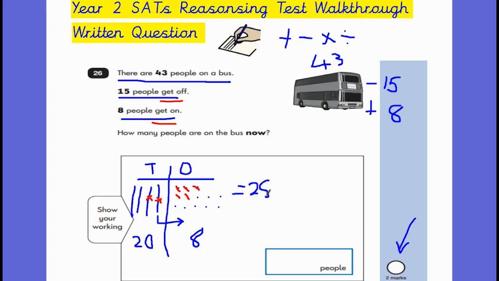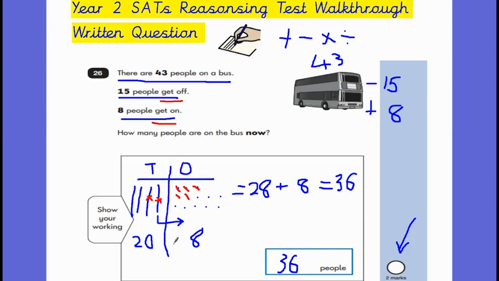But we're not finished there, because the second part of the problem is to add the 8 ones. 28 add 8, because 8 people got on the bus, is going to equal 36. And if they can't, they can draw the 10s and 1s grid again for this part, but the quicker way of doing it would be to put 28 in your head and count on 8. 29, 30, 31, 32, 33, 34, 35, 36. Not forgetting to write the final answer in the box.